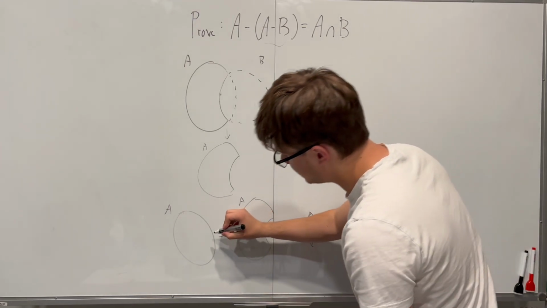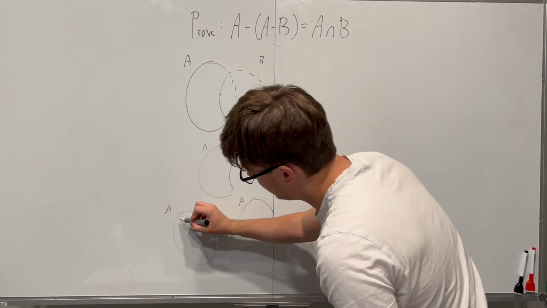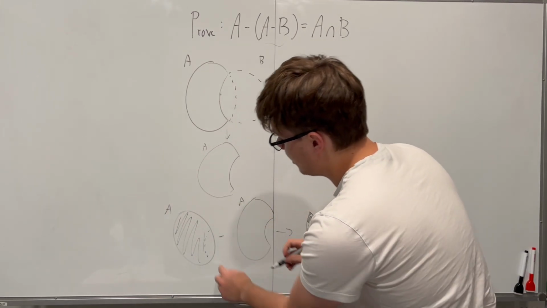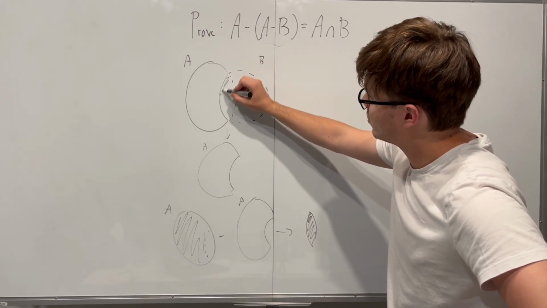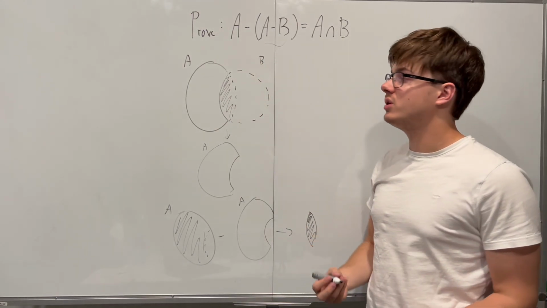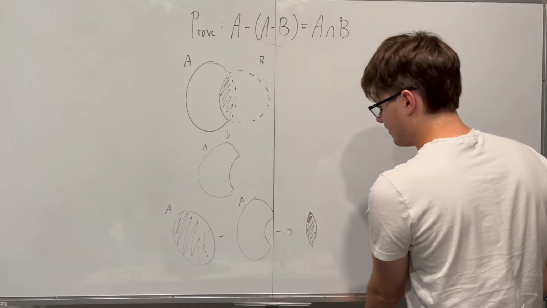Since when you overlap these, you're going to find that that's the piece we're keeping. We're taking away this shaded in area. The only thing left is going to be this middle piece. And what is this middle piece? Well, this middle piece was originally the intersection between A and B. So that appears to be true for this case.